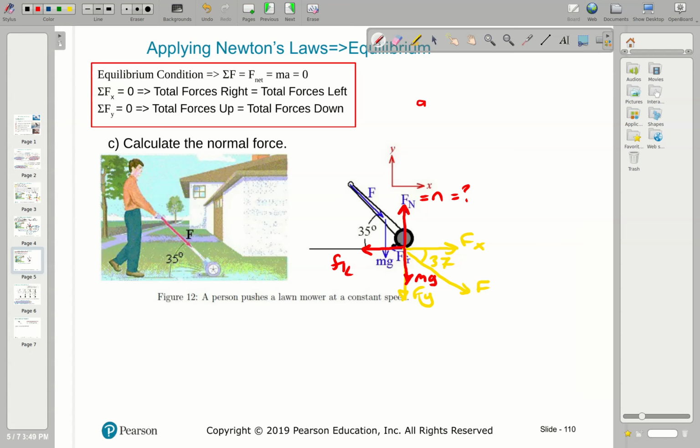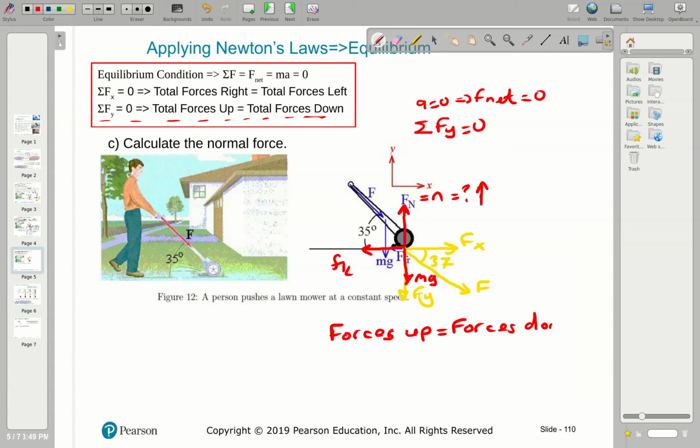We still have equilibrium. Still a is 0, F net is 0, right? This is the same system. And I'm going to use total Fy equals 0 here. Why? Because the normal force is up. And I'm going to use that forces up are equal to forces down. So forces up equals the forces down. What does that give me? Notice here, I have only normal force up. Good. Down, I have the y component of F and mg. So my up force, only one force, the normal force, is equal to the down forces, mg plus Fy. So when I add them as vectors, I'll get 0.